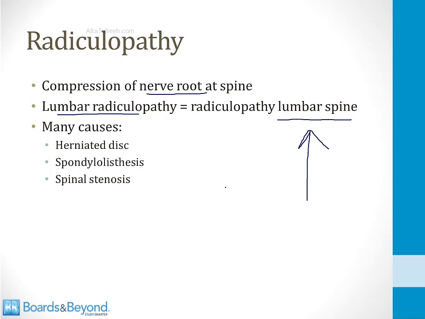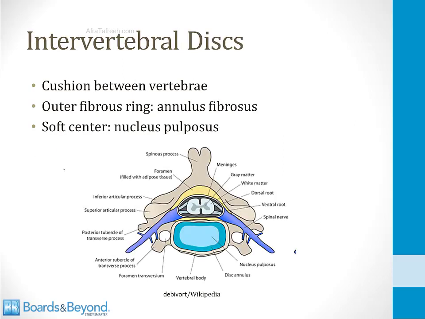And there are many causes of lumbar radiculopathy, but some of them are listed on the slide here. These include a herniated disc, which we'll talk about in a minute, also spondylolisthesis, and also spinal stenosis. All of these things can lead to a lumbar radiculopathy. So I'm going to start by talking about the causes of lumbar radiculopathy. In other words, processes that can lead to compression of a nerve root in the spine in the lumbar region. And the first cause is a herniated disc.